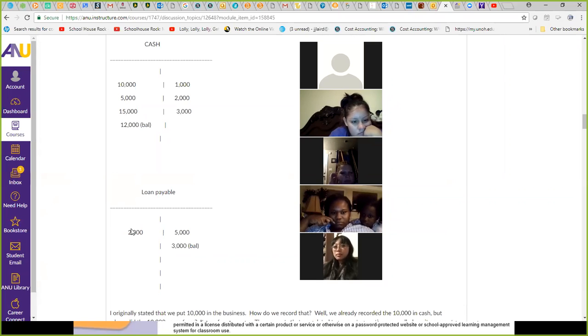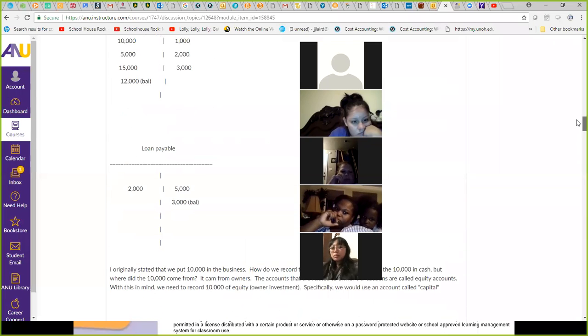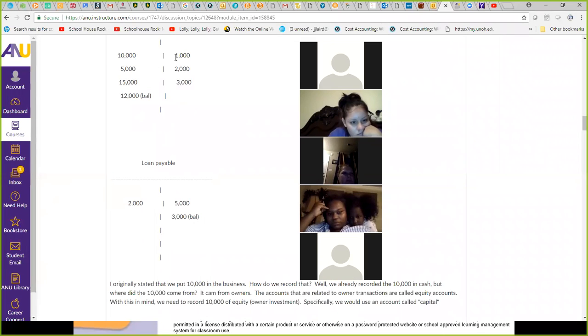So every time I do a transaction, that's why I asked you guys to do your transactions, because I want you to see that every time I do something, it's going to affect at least 2 accounts, and they should always balance. If I got something, 2,000 over here, I should have it on the left side of some other account somewhere else. That should always happen.